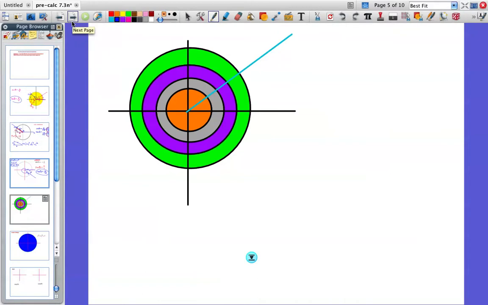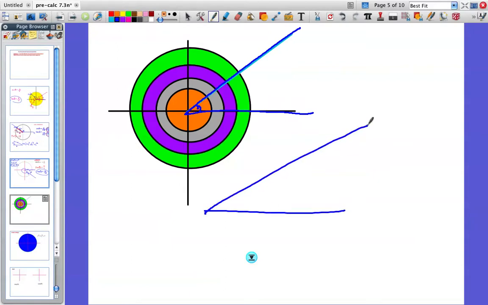Nice picture, huh? What I want to talk about is: here's my initial ray, and here's my terminal ray. Would you agree that this angle right here is the same no matter which circle I'm using? Is that angle the same? I think we can all agree that that angle doesn't change. But what I want to do is draw something like this. I'm just redrawing that angle. If I use the orange one, I'm going to get something like this. If I use the gray one, something like this. If I use the purple one, maybe like this, and the green one, maybe something like this.